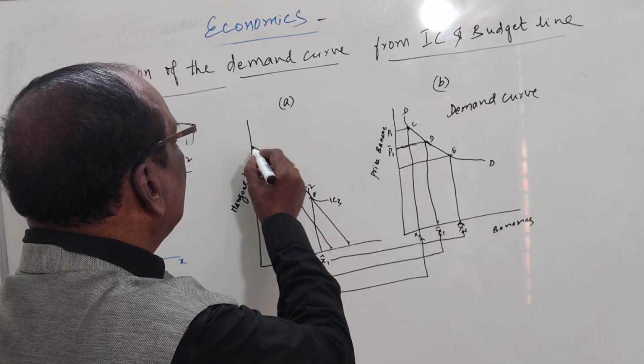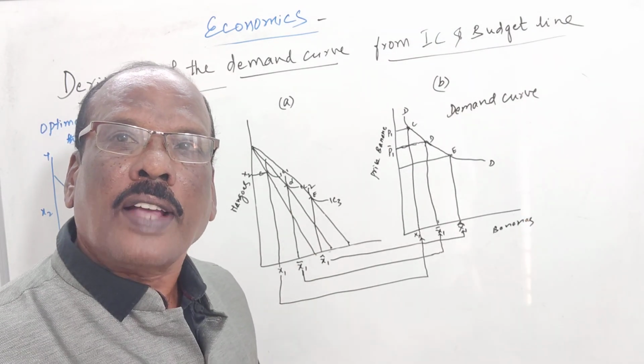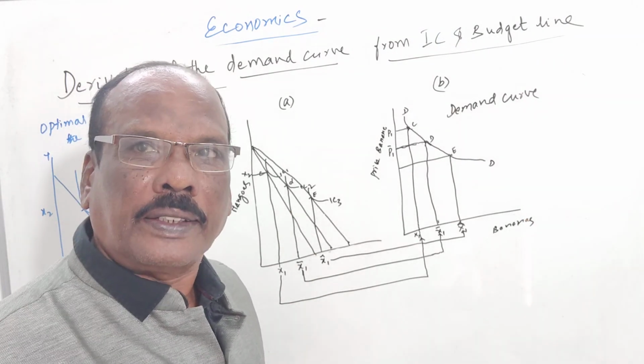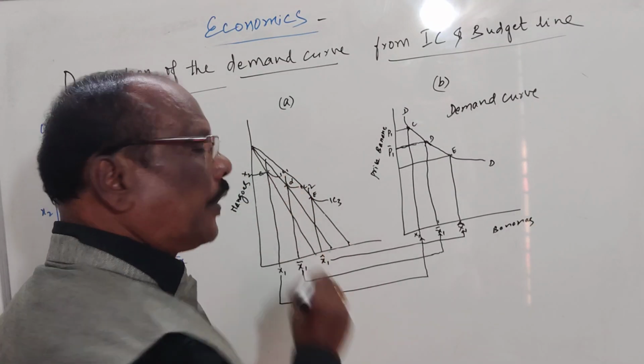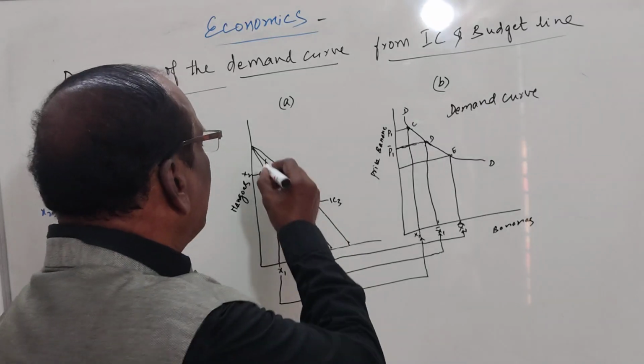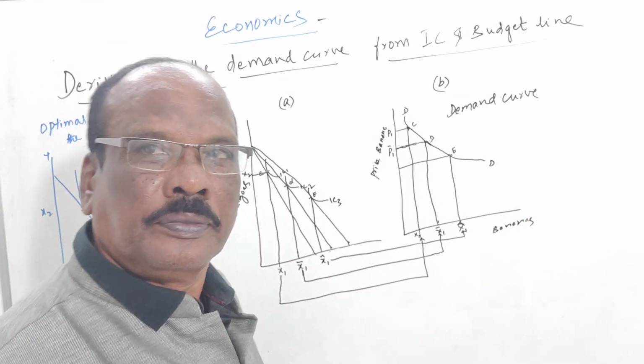And in the beginning, the consumer is at equilibrium point. He chooses this point, that is C, point C, where budget line is tangent to indifference curve.